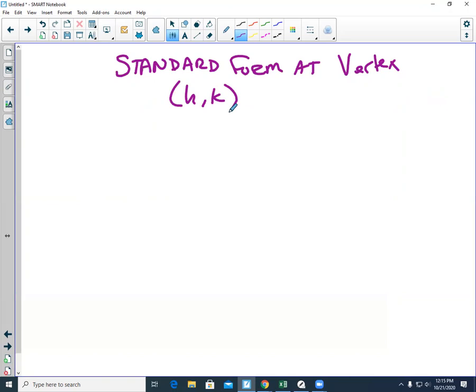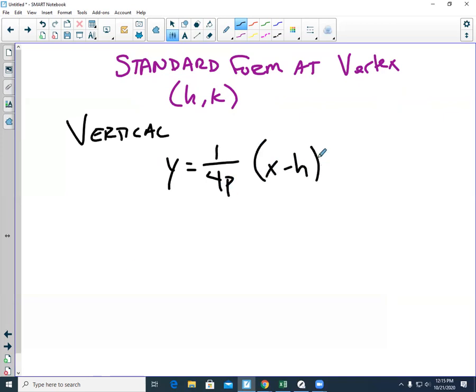So just make sure that you're paying attention to the general form. You should be okay. We're going to start with vertical just like we did last time. So when we have a vertical parabola, the general form of this parabola is going to be y equals 1 over 4p, which is, again, no different so far, and then (x minus h) squared plus k. This should look extremely familiar because this is actually vertex form.